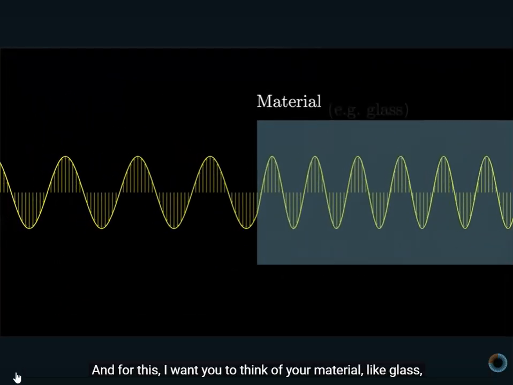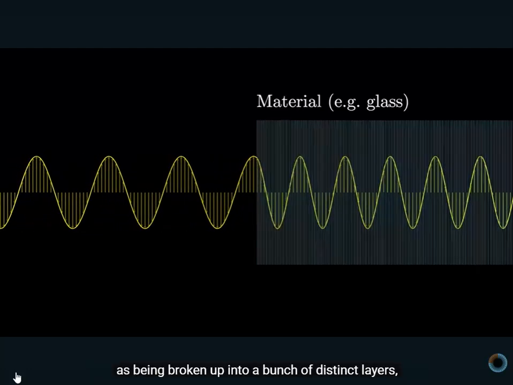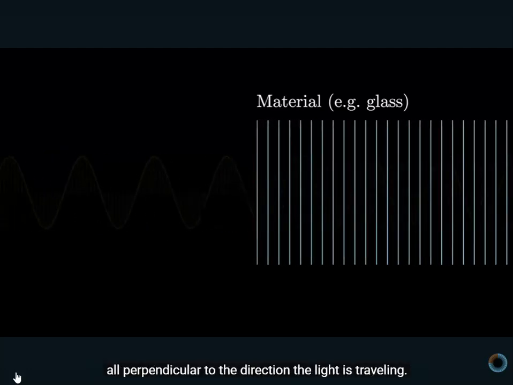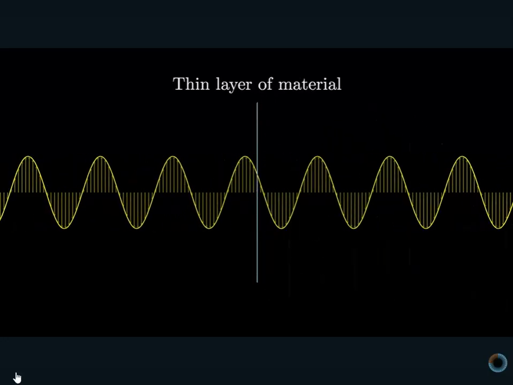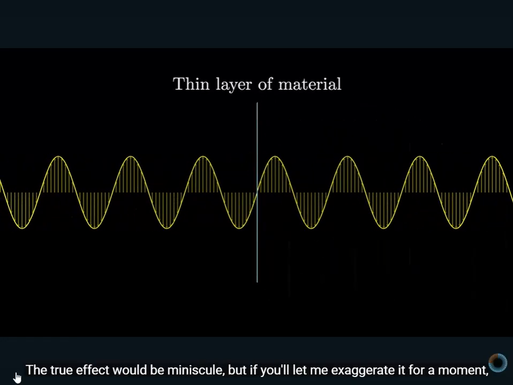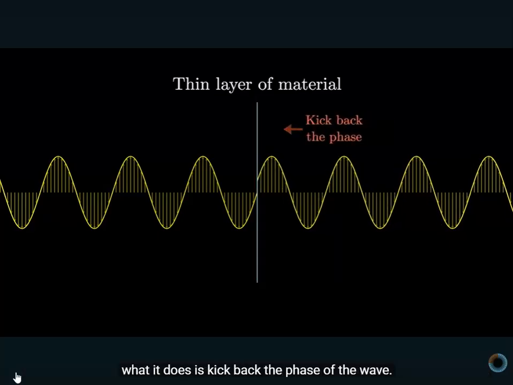And for this, I want you to think of your material, like glass, as being broken up into a bunch of distinct layers, all perpendicular to the direction the light is traveling. And we'll start by focusing our attention on the effect of just one of those layers on the light wave. The true effect would be minuscule, but if you'll let me exaggerate it for a moment, what it does is kick back the phase of the wave.